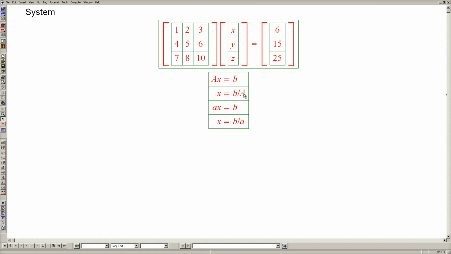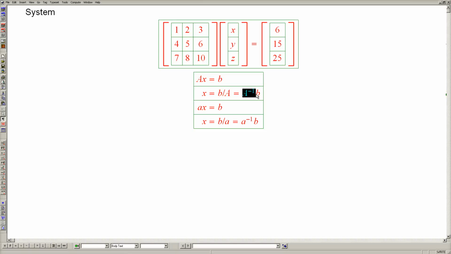Now, just one remark regarding the notation. For reasons that will become evident soon, instead of writing B over A, we will be writing A inverse B, which of course is the exact same thing when we're dealing with ordinary numbers, but is a little bit more important when we're dealing with matrices. So instead of writing B over A, we will always be writing A inverse B. And we can restate our goal as defining what A inverse means.